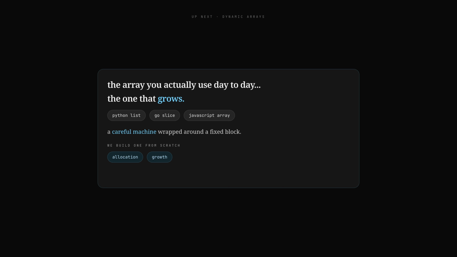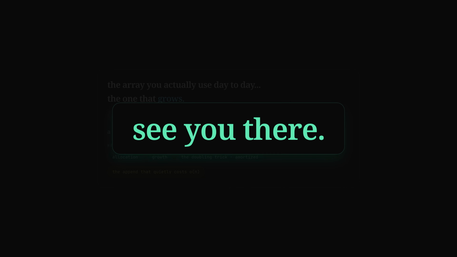Allocation, growth. The doubling trick from Lesson 1's amortized math, and the exact moment an innocent-looking append quietly costs O(n). See you there.